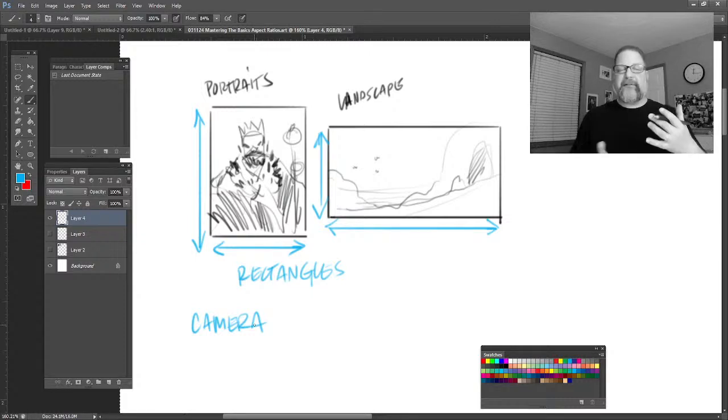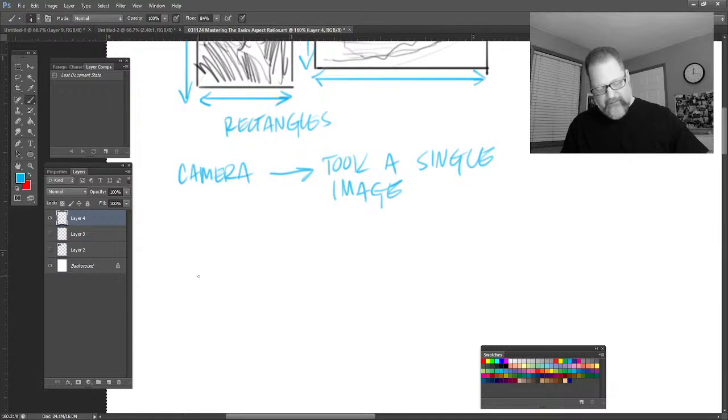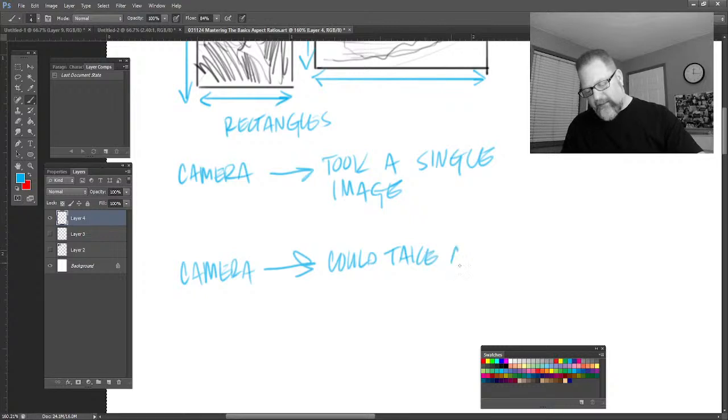I know I'm not here to talk about cameras themselves and the history of cameras, but that's sort of the beginnings of what we're talking about with aspect ratios, because we went from cameras that took a single image, and then we went from there to a camera that could take a moving image.